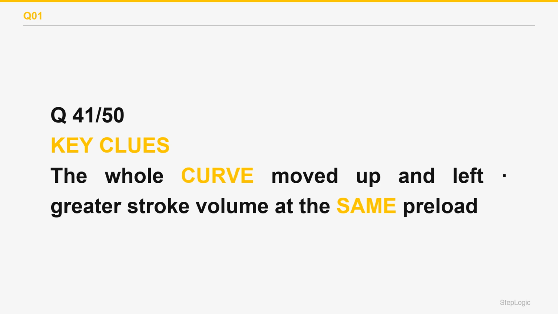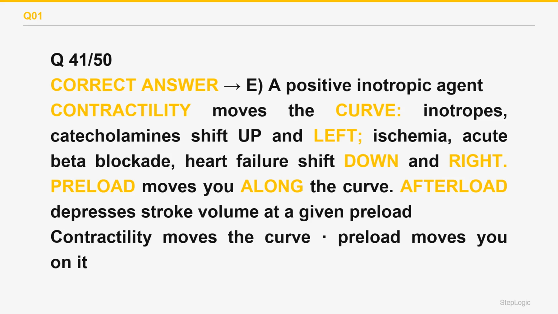Only a change in contractility moves the whole curve. A positive inotrope, dobutamine, digoxin, or endogenous catecholamines shifts it up and left, generating more stroke volume for the same filling. Negative inotropes, ischemia, and acute beta blockade shift it down and right. Choices A and B change position on the curve rather than the curve itself. The correct answer is E.